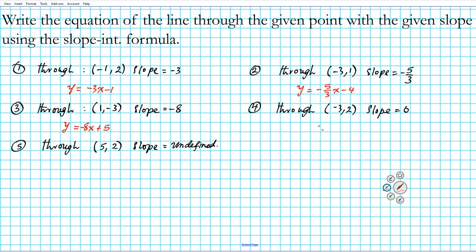The slope is 0. So remember, 0 is for the y, and undefined is for the x, right? So in this case, it's going to be y equals 2. And number 5 is another special case. Undefined is a vertical line through the x value. So it's going to be x equals 5.